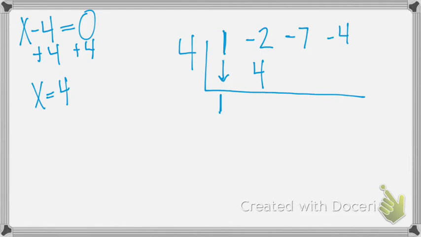And then you combine. A -2 plus 4 is a +2. Now you multiply again. 4 times 2, which is 8. Then you combine again. Negative 7 plus 8 is a 1. Then you multiply again. 1 times 4 is 4. And then you combine again. And negative 4 plus 4 is 0.